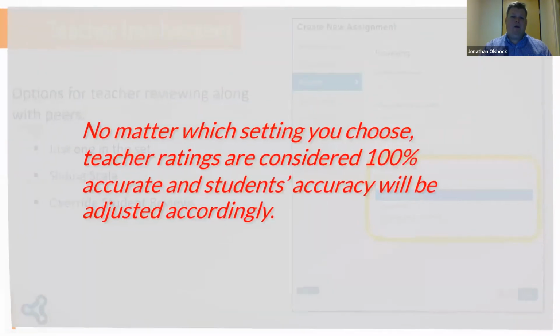Now, keep in mind, no matter which of these settings you choose, the teacher ratings are considered 100% accurate, and the student accuracy will be adjusted accordingly. So even if you just go in and review a handful of documents, for any reviewers that have also reviewed those documents, by you adding the expert assessed version of a review, you are helping to adjust their accuracy slightly so that they're more in line with what you would have graded. So this is a really great way to get involved partially in the assignment and have a really big impact on a number of students and their grades.